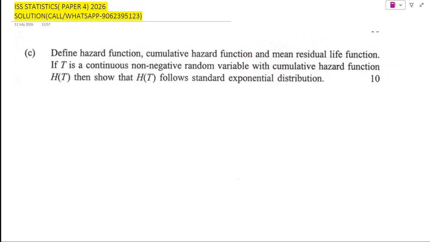I hope you all are fine, and today we are discussing a very important theoretical question from the ISS Statistics Paper 4 2026 examination. One thing I want all of you to remember is that Paper 4 of the ISS generally focuses on statistical inference, reliability theory, survival analysis, and applied statistics. In this paper, the theoretical questions are extremely important because the examiner wants to check not only whether you know the definitions, but also whether you understand the beautiful mathematical relationships between them. Today's question is one such example.